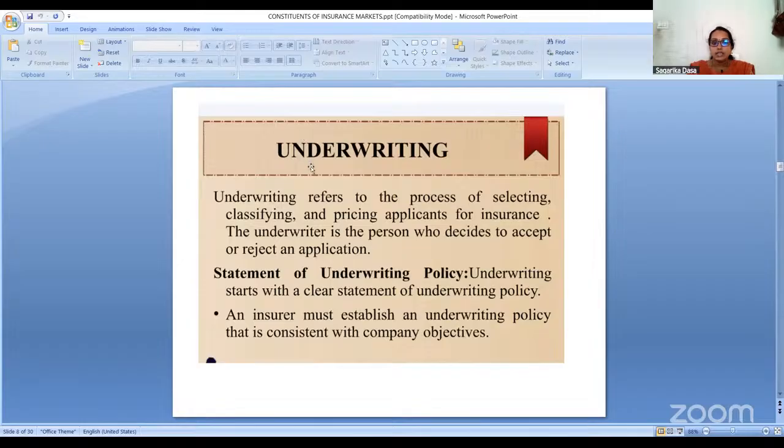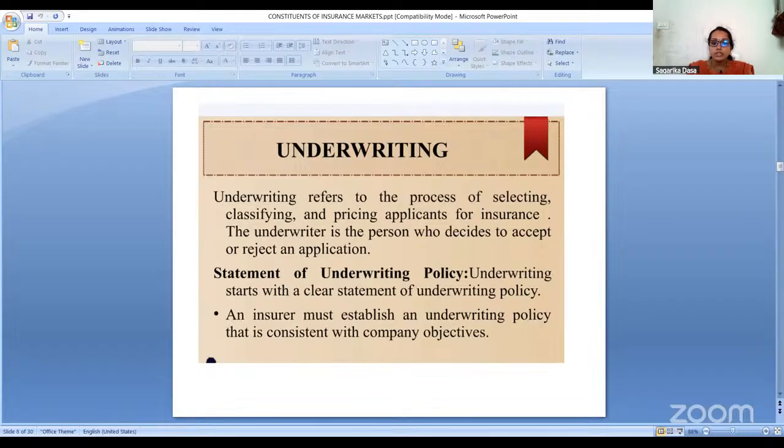Then the next one is underwriting. Underwriting refers to the process of selecting, classifying and pricing applicants for insurance. It is a process where we select the insurance policy, we classify the insurance policies and we price the applicants for insurance policies. The underwriter is a person who decides to accept or reject the applications. Usually when we apply for an insurance policy, it is the underwriter who will decide whether to accept your application of insurance or to reject your application. So that is the process of underwriting, and underwriting done by a particular person will be called an underwriter.